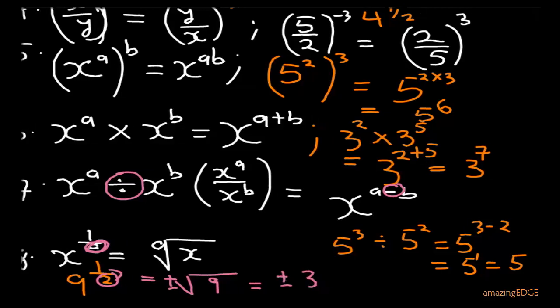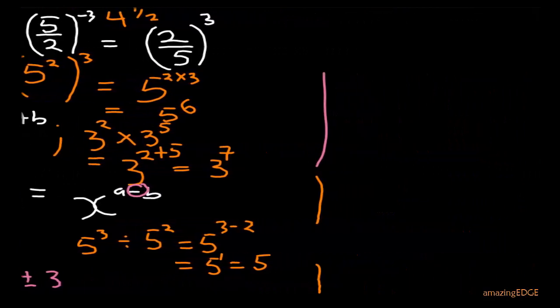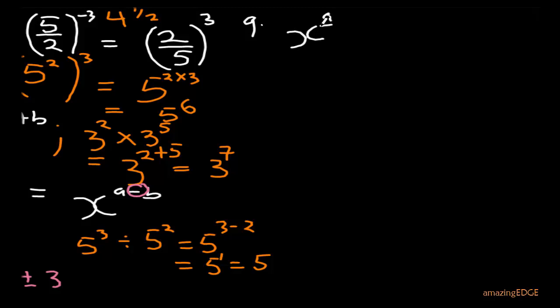Then we can look at the other law. Okay, we'll look at another law, for instance. So the final law is law number 9. So let's see how it goes. So number 9 is this. It will be written as, so I have x raised to power a over b.